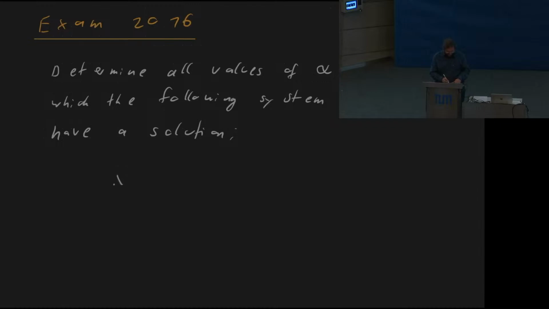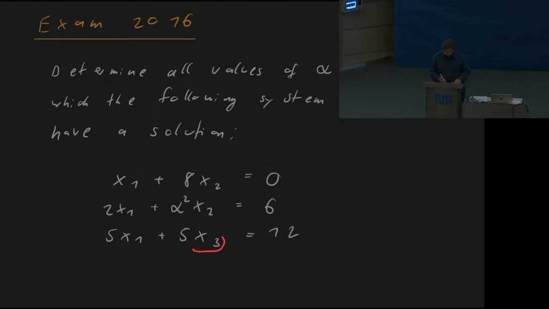Let me just write down the system. It's given by x1 plus 8 x2 equals 0. 2x1 plus alpha squared x2 equals 6. And 5x1 plus 5x3 equals 12. And pay attention, that is x3 right here, right? Not x2. So you have 3 variables in that equation system.